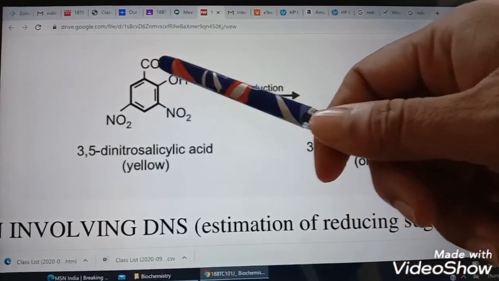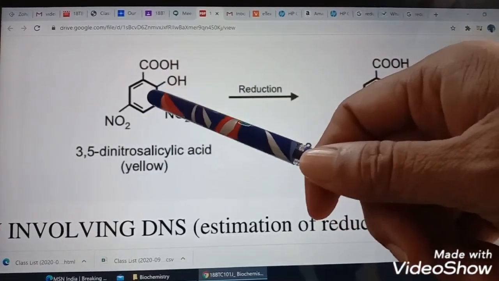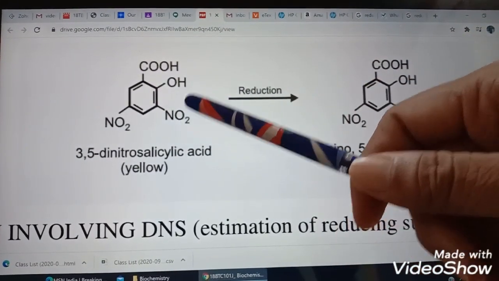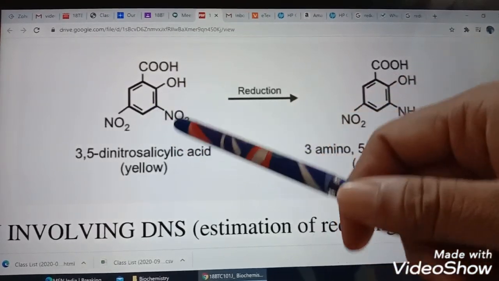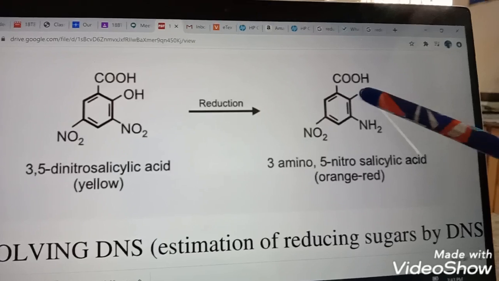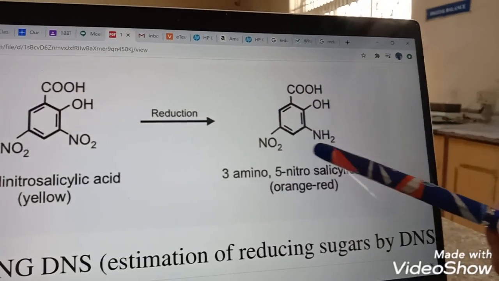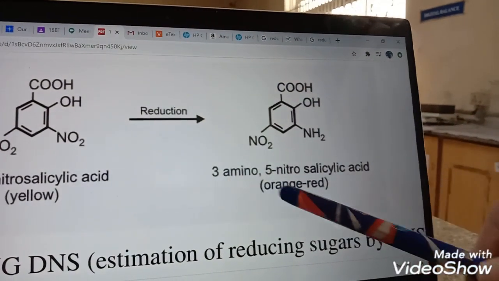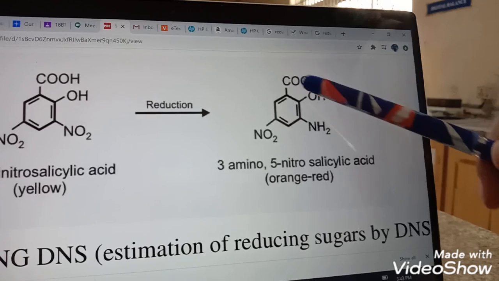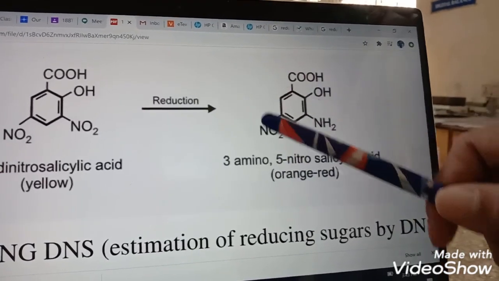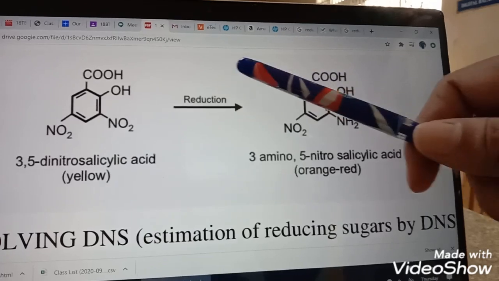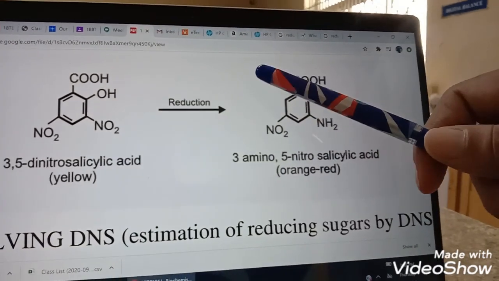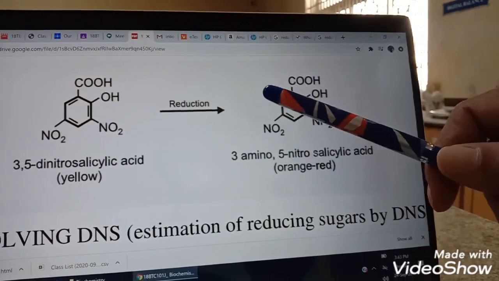If it is a reducing sugar like glucose, it provides H plus ions. The nitro group NO2 at the third carbon becomes NH2. This NH2 is the characteristic feature that converts the yellow reagent into an orange red color. After that, the glucose is oxidized by the removal of H plus ion.